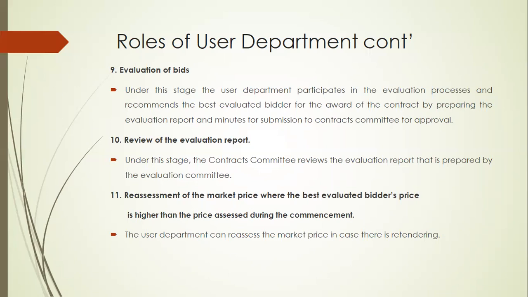Thank you, Brenda. At this level or stage, there is evaluation of bids and the user department is directly involved. It gives its input through the knowledge it has about the specifications of what they are bidding for. So the next stage, level 10, the review of the evaluation report. This is done by the contracts committee, which approves or rejects the evaluation report. And at this stage, the user department is not involved.